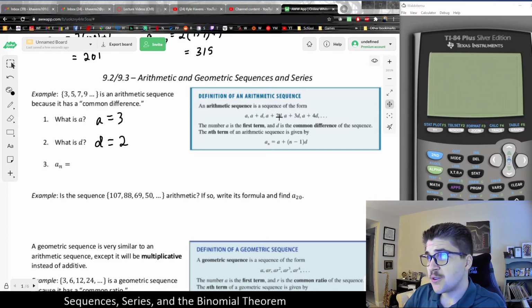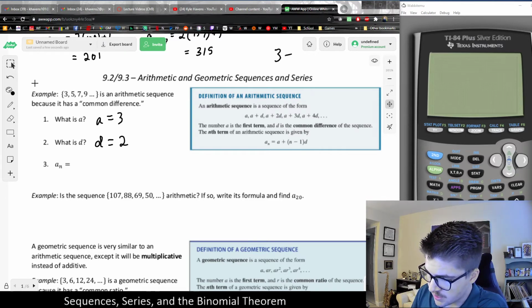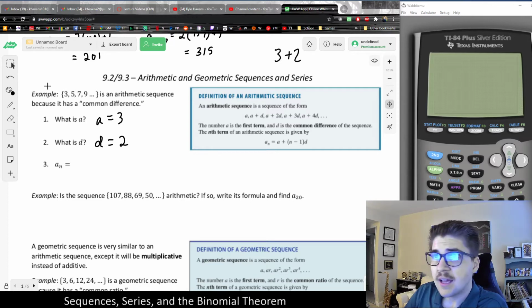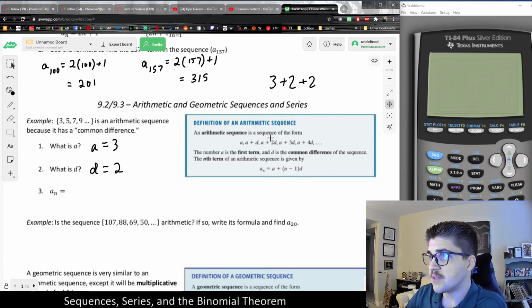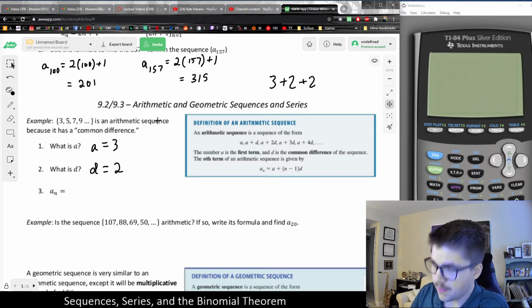And then notice that the third term is written as a plus 2d. Well, that's just because if the first term was 3, for the second term I added 2 to that. And then to get to 7, that would be plus another 2, a plus d plus d, and that is equivalent to a plus 2d. Then for the fourth term of that sequence, 9, I would add another 2, right?